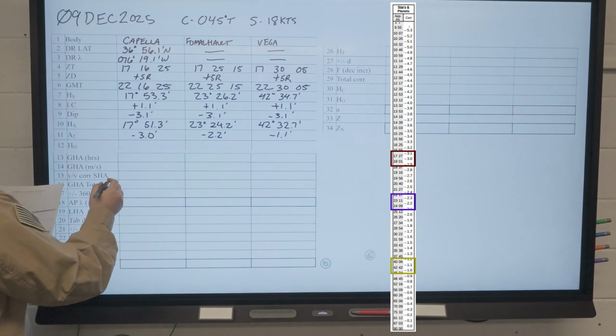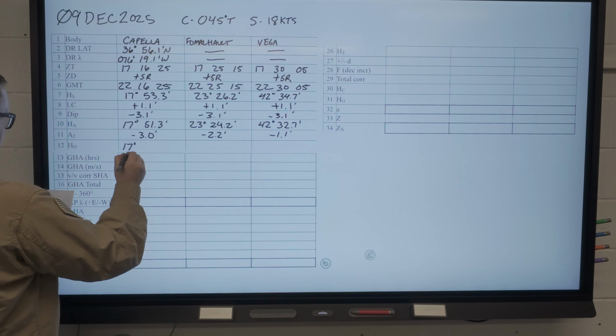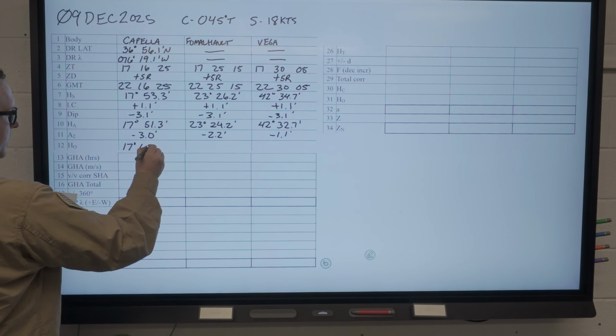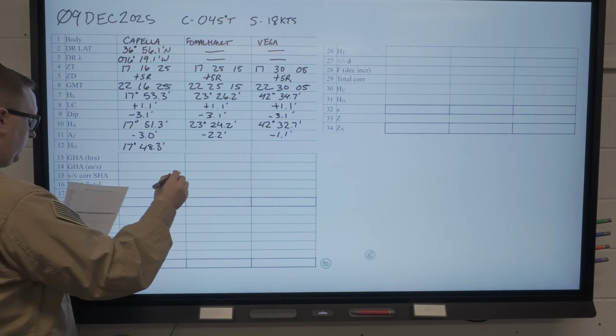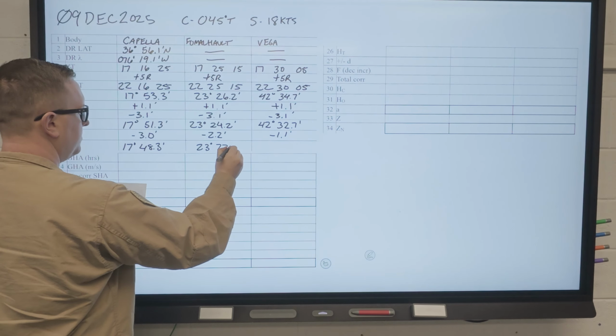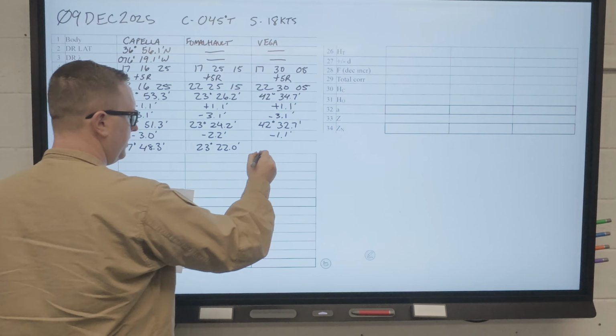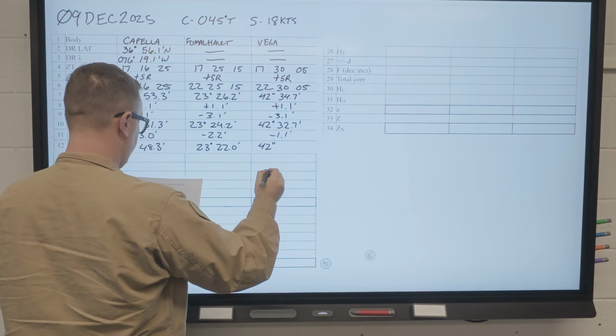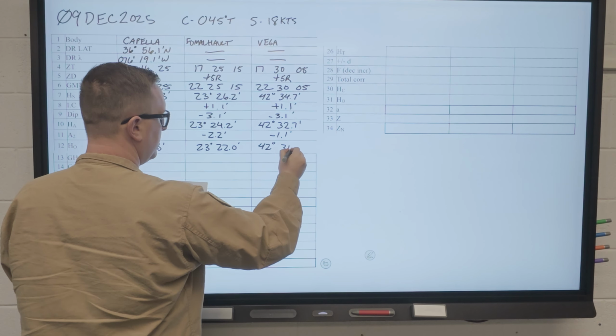With our answers, we get 17 degrees 48.3, 23 degrees 22.0, and then 42 degrees 31.6.